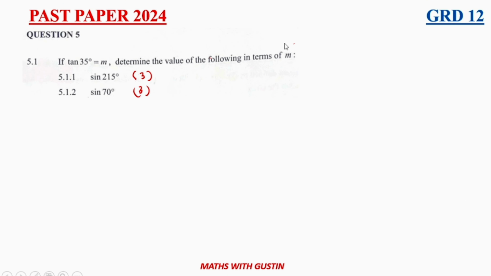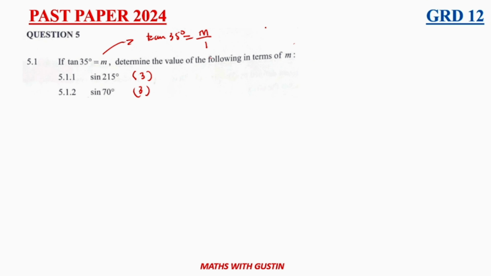This is simply the same way as they would ask you in other question papers. They will also say with the aid of a diagram. Now let's have a look at this one. What you want to do first is unpack this. Tan 35, where 35 is our angle, is equal to m. The trick here is to recognize that this is all over 1.